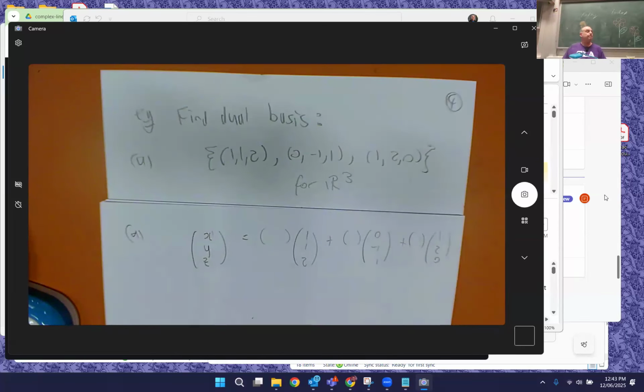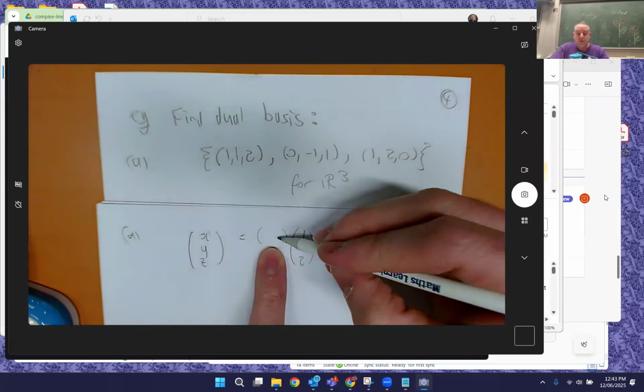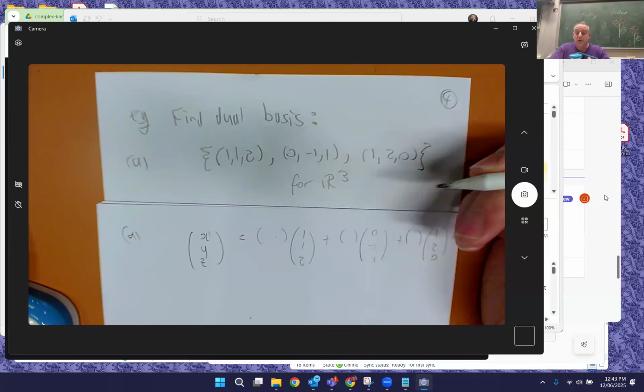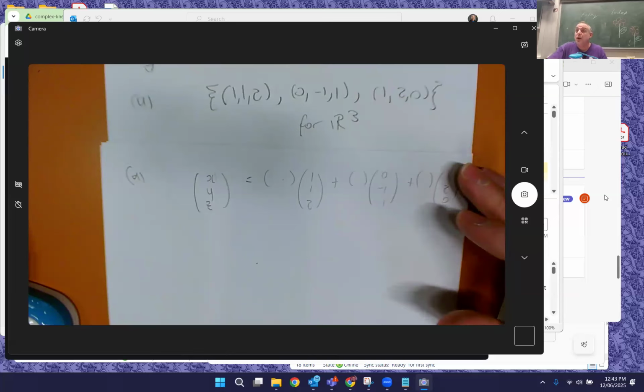So the function that sends this to here is phi 1. And the function that sends this to here is phi 2. And the function that sends this to here is phi 3. And so if I could find this as a formula in terms of x, y, z, that would be it. So I literally could do it in a Maths 1B way if I wanted.